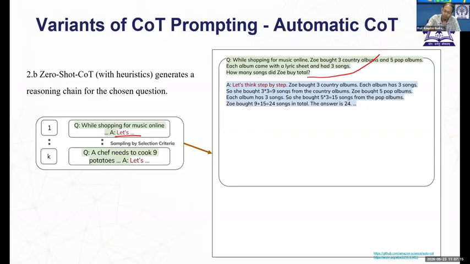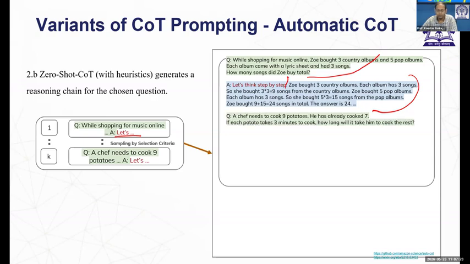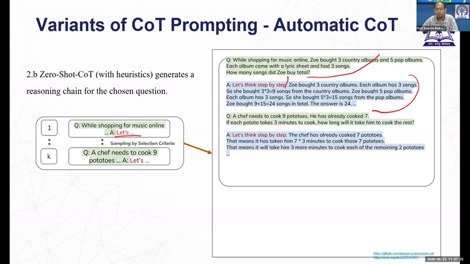You are adding the prompt, let's think step by step, and you are basically generating this reasoning process from the LLM. This is called the zero-shot chain of thought. In this way, you can also generate the other questions. Like this might be from cluster 1, this might be from cluster 2. In this way, you are basically generating the responses.